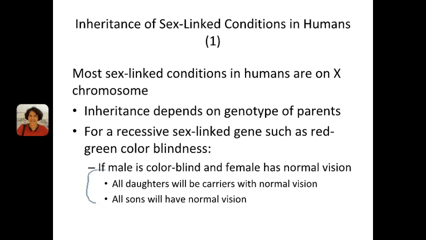no equivalent to that gene on the Y chromosome. And the sons got the X chromosome with the normal allele from their mother. So a colorblind male and a female with normal vision who is not a carrier herself, they're going to have daughters that are carriers and sons that are completely normal.